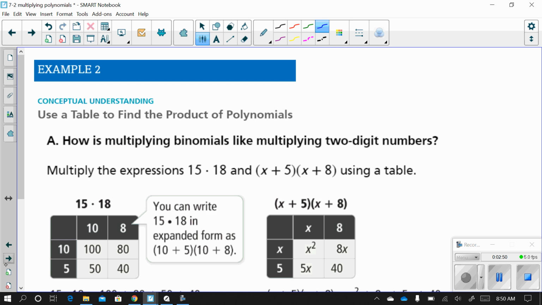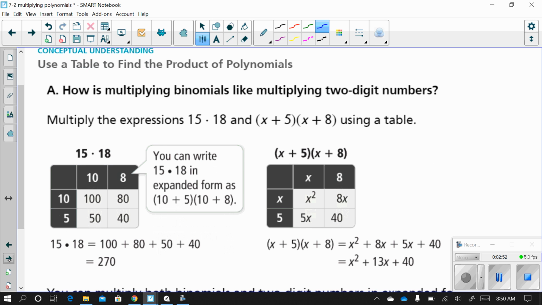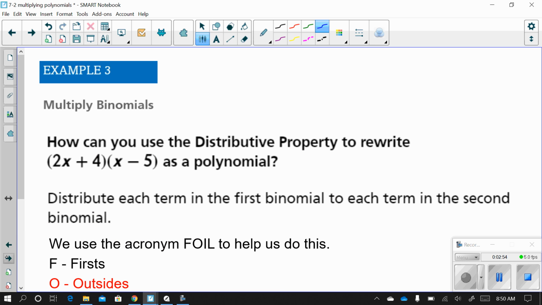Okay, I'm going to skip this. I don't like using a table. It's so much easier just to distribute. So moving on to example 3. We're going to multiply binomials. Remember, bi means 2. So we're going to have 2 times 2.